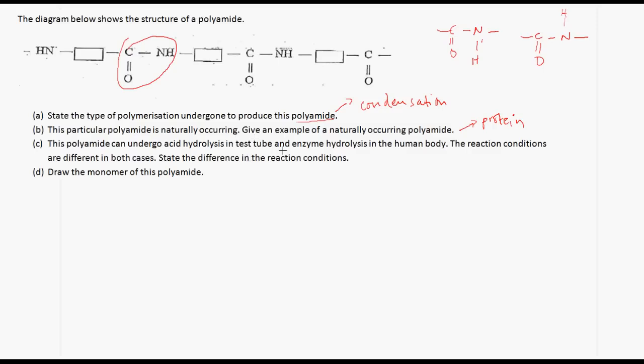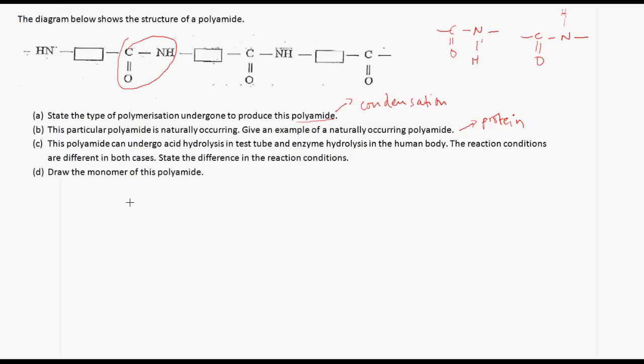Now, in the lab, a protein can be hydrolyzed by boiling the protein with dilute sulfuric acid or dilute hydrochloric acid. In the case of enzyme hydrolysis in the human body, the enzyme reacts with the protein and breaks it down slowly. So the conditions are not as extreme as in the lab because you have to boil with an acid. Whereas in the body, enzymes react on the protein. So therefore the reaction conditions are different in both cases.